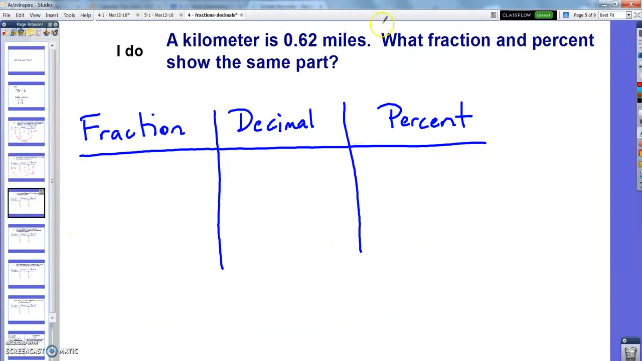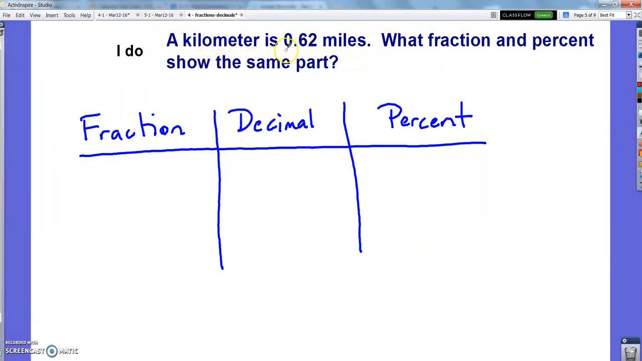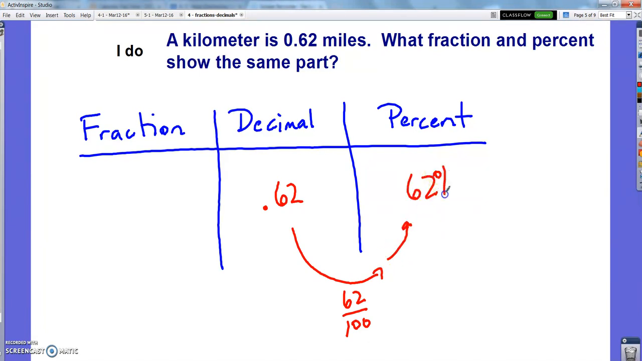This time I'll start with a decimal. A decimal is 62 hundredths miles. What fraction and percent show the same part? So if I start with the decimal, very easy to turn a decimal into a percent, right? That's 62 hundredths. And you notice I'm saying 62 hundredths. That's a percent right there. So 62%.